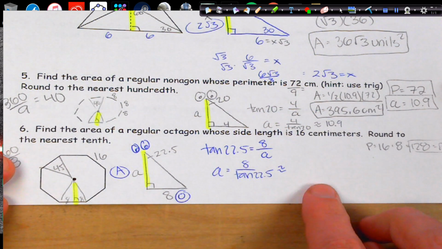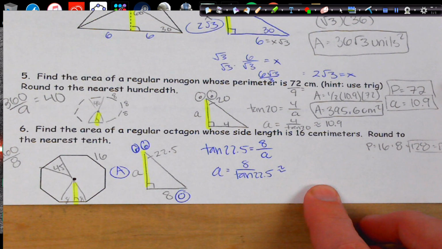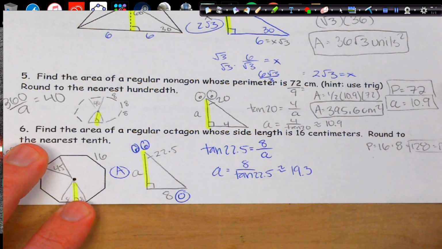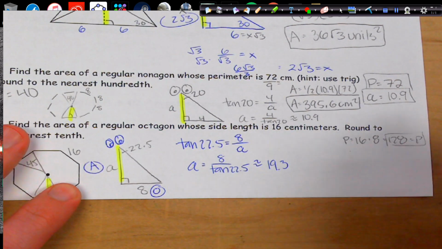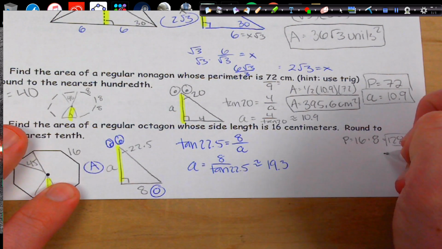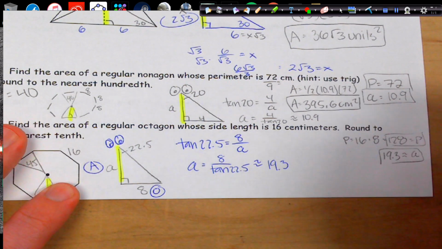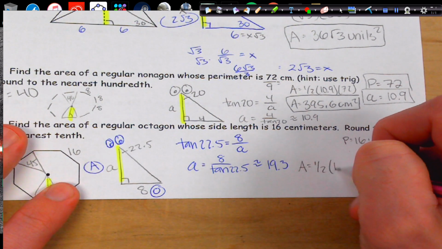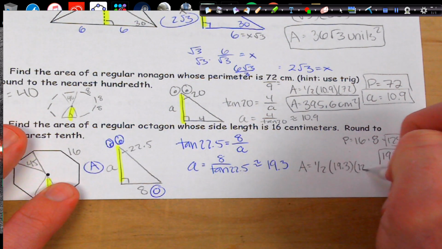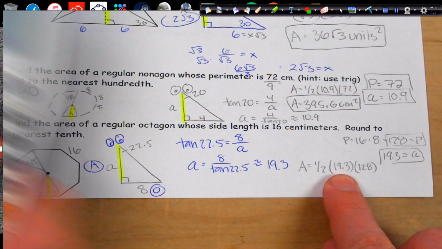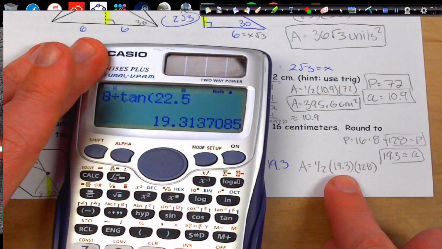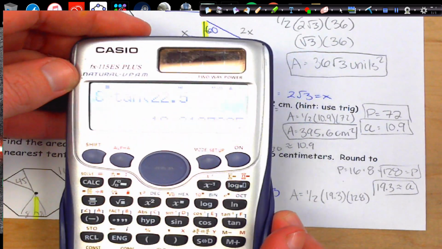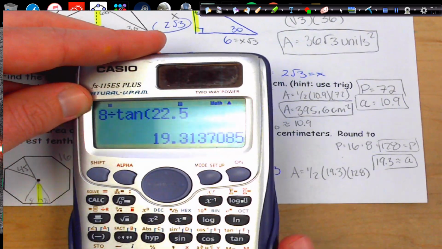which means it's going to be approximately 19.3. So over here, our apothem is approximately 19.3, and we can plug that into our formula. 1/2 19.3 times 128. And again, I have the 19.3 in my calculator already. So all I really have to do is multiply it by 128 and then divide by 2.